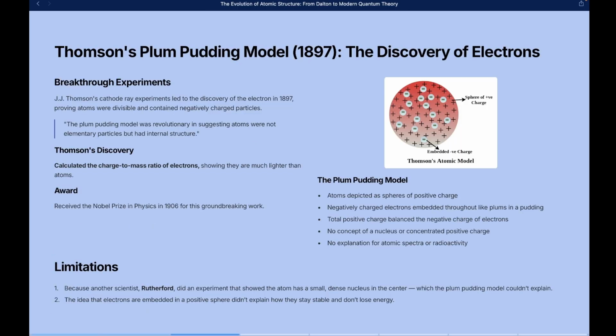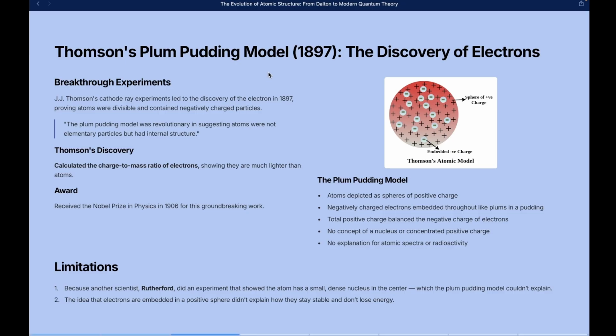J.J. Thomson discovered the electron, a tiny negatively charged particle inside the atom. He received the Nobel Prize in 1906 for this groundbreaking work. After discovering the electron, he wanted to explain what an atom looked like. So he gave a model called the plum pudding model.